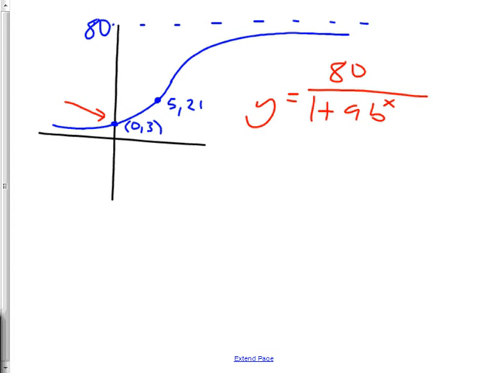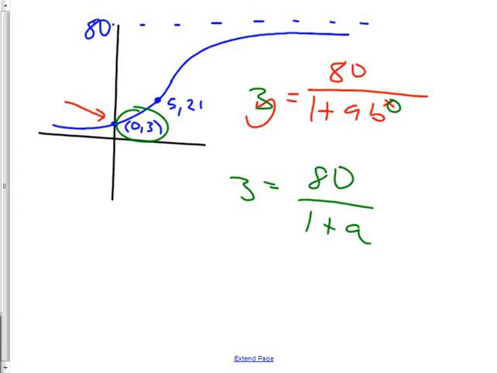Okay, here's what you should have done. First thought, we have to put in this is 0. We have to put in the y. Don't talk, please. 3 equals 80 over 1 plus a.